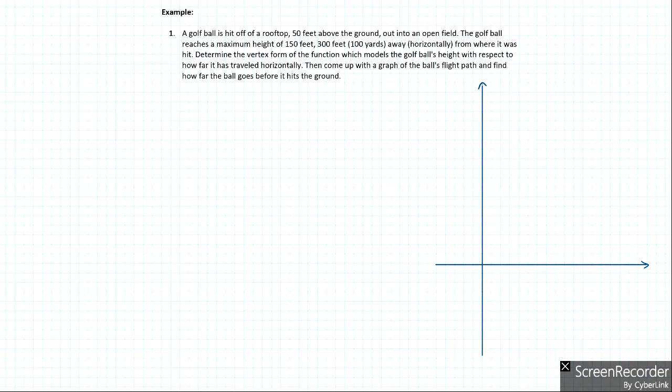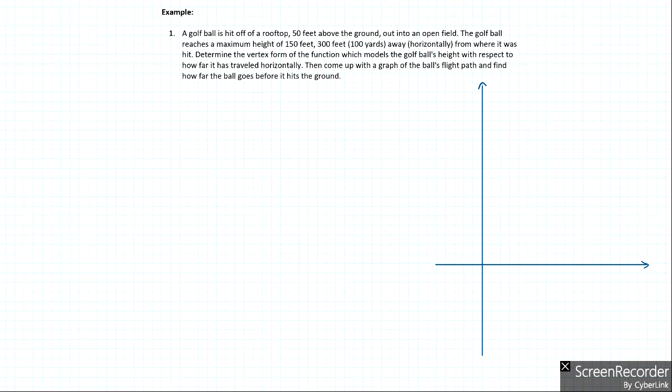Whenever you're ready, in this question, we know that a golf ball is hit off a rooftop 50 feet above the ground, and we also know the golf ball reached a maximum height of 150 feet when it's 300 feet away from where it was hit. And using this information, we want to determine the vertex form of the function.